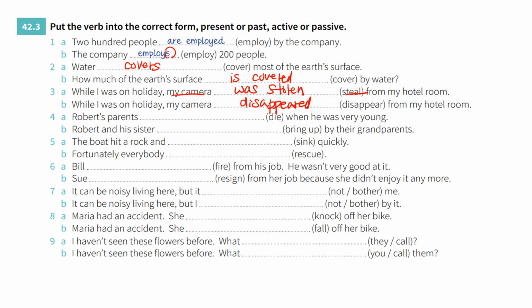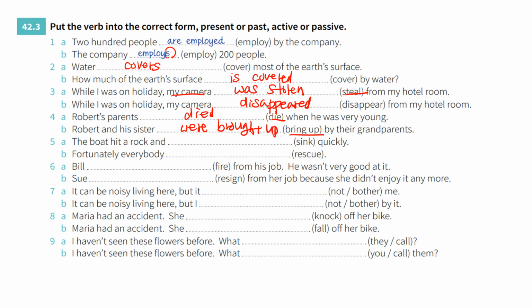Robert's parents, so here, died when he was very young, and Robert and his sister, growing up, so were brought up, B-R-O-U-G-H-T, brought up by their grandparents.